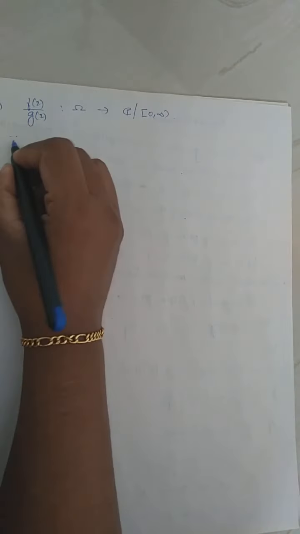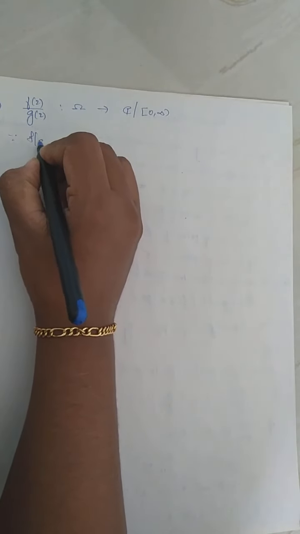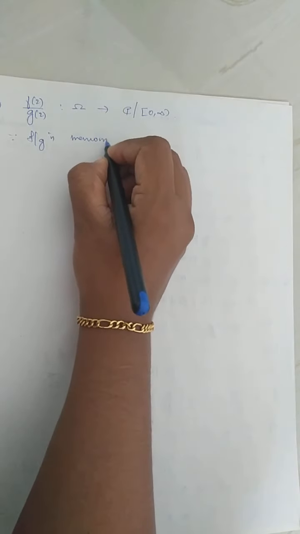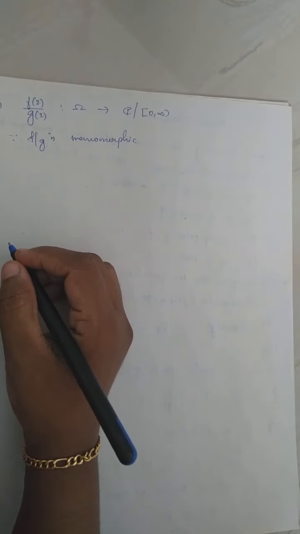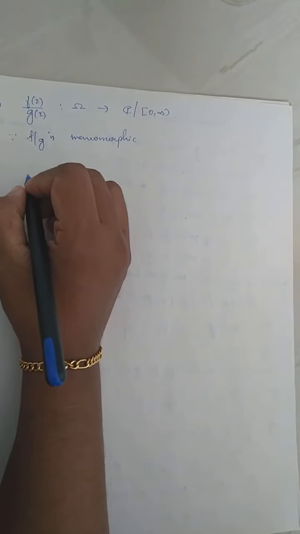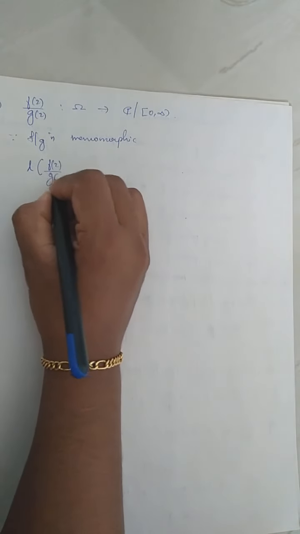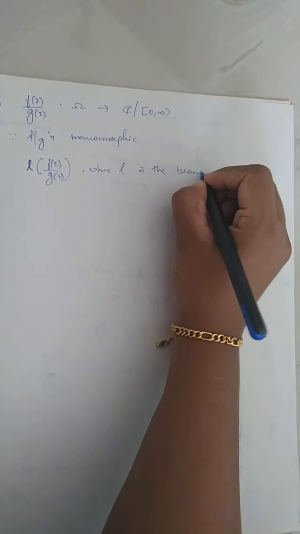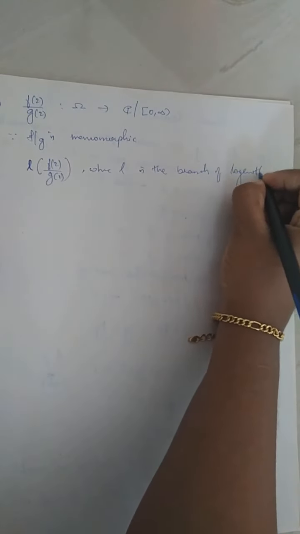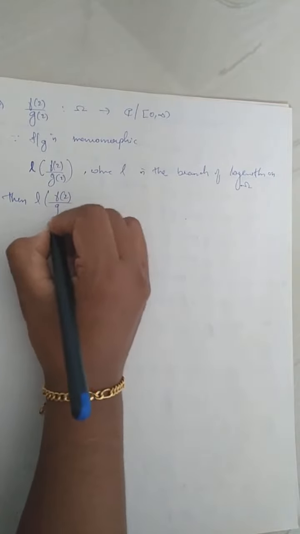So since f and g are meromorphic functions, f/g is also meromorphic. So it is a meromorphic function in this domain omega. Okay. Therefore, we can consider the branch of logarithm of the function. Consider the logarithm L of f(z)/g(z). Okay. Then what is L? L is the branch of logarithm on omega. Then L of f(z)/g(z) must be well defined.